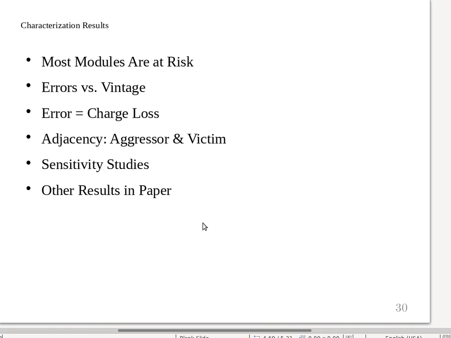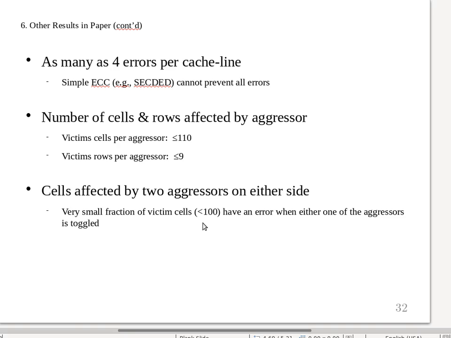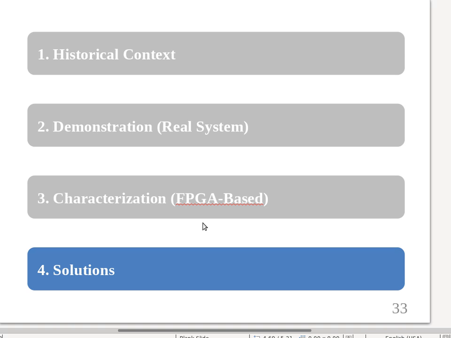Unfortunately, most modules are at risk, we talked about that. We're going to skip that for now, and this one as well.